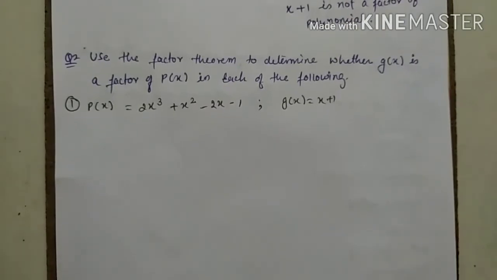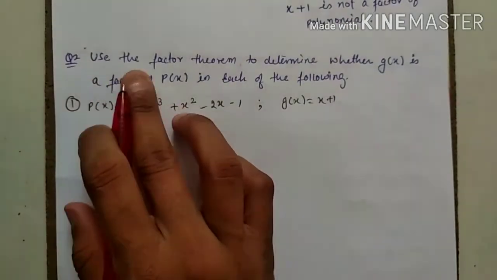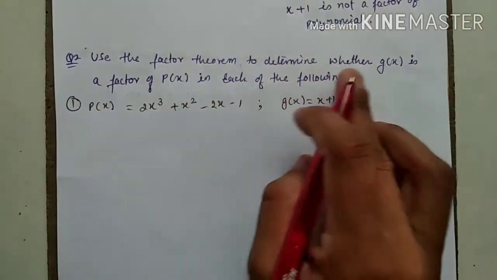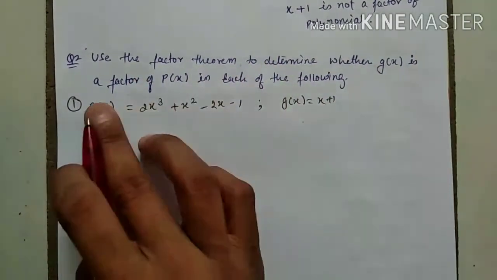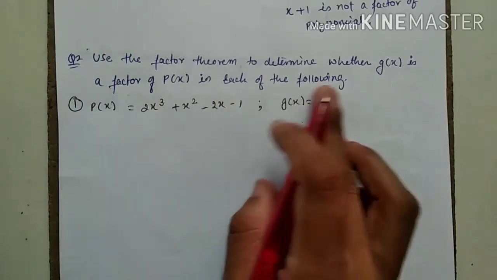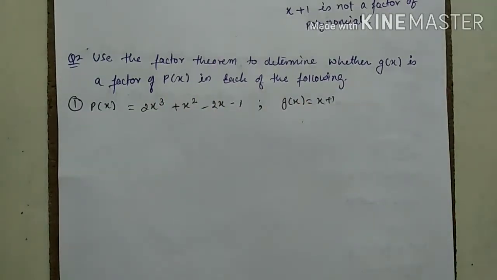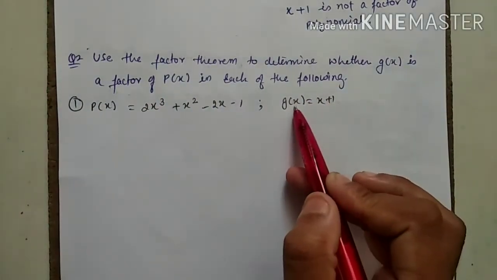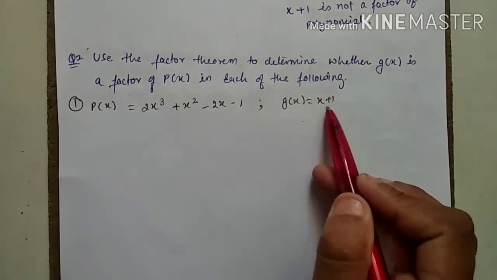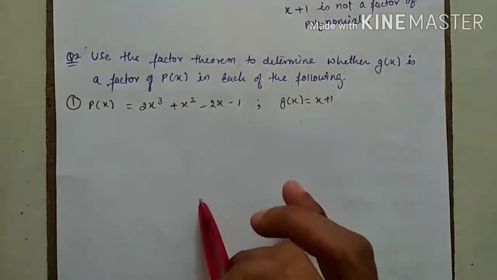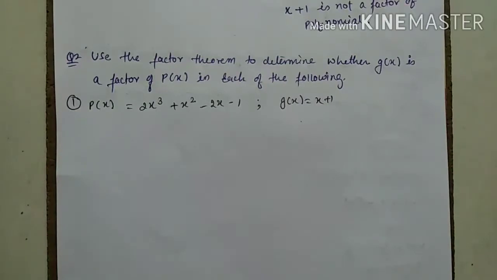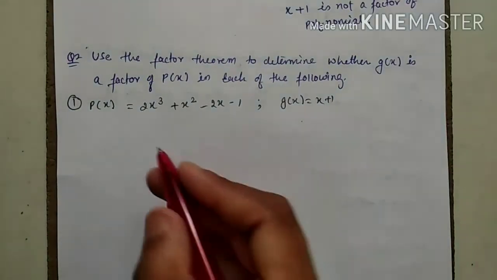Now question number 2. Use the factor theorem to determine whether g of x is a factor of p of x in each of the following. Just understand. Again the same as above. They have given you g of x, x plus 1. This value you have to put in this, and if you get 0, you can say that yes, this is a factor or not. This is the way you have to solve. Just see how I will solve.